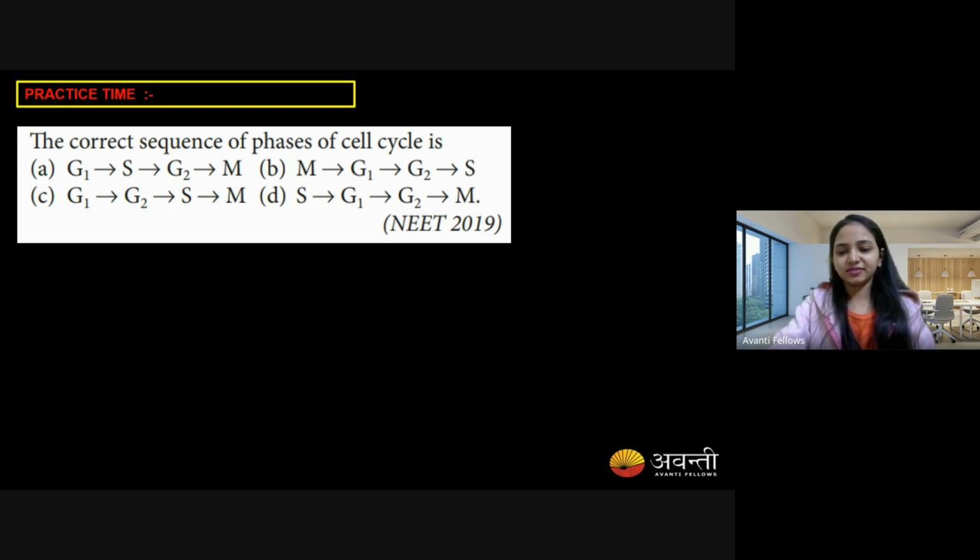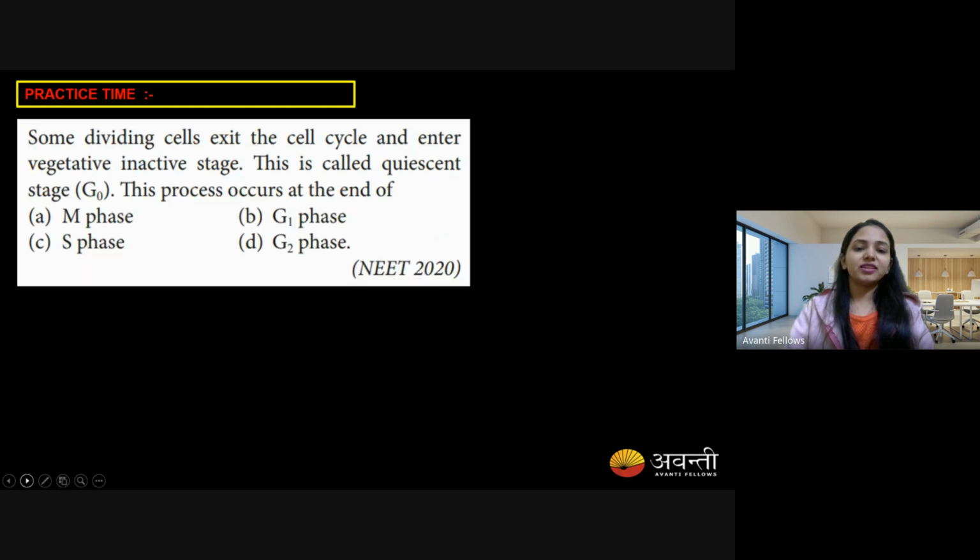Very good, Harshada. Very good, Tripali. The correct sequence of phases of cell cycle is the first one is G1, then S, then G2, and then M. Very well done. The correct is A. Next question.